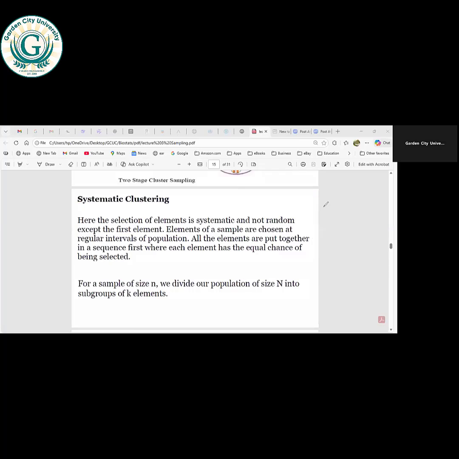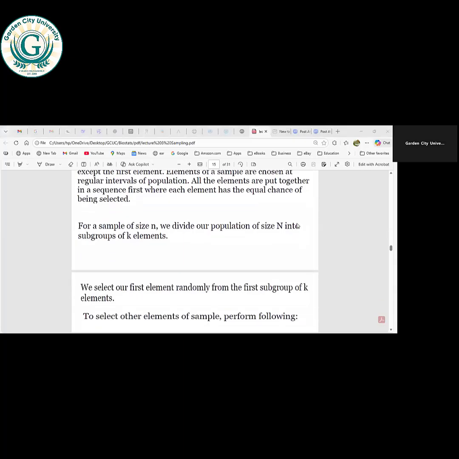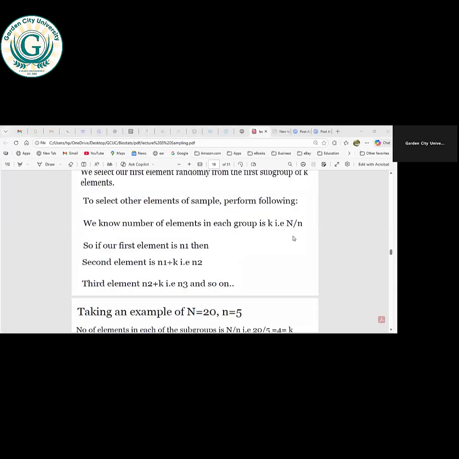The key is always equal to capital N over small n. I hope you remember what capital N stands for. Population. Good. So the capital N stands for the population and the small n stands for the sample size. Okay, sample size. And that is the calculation here.